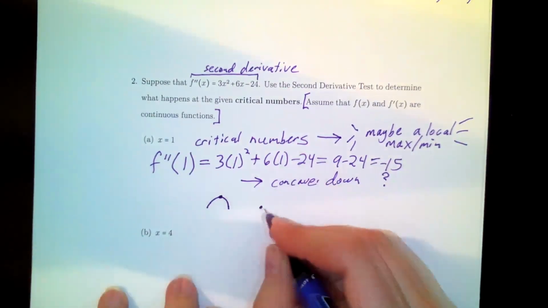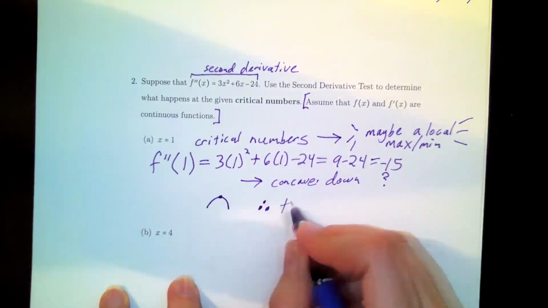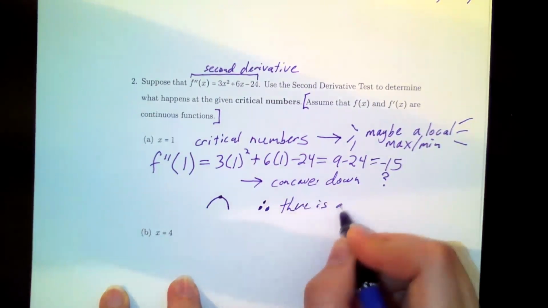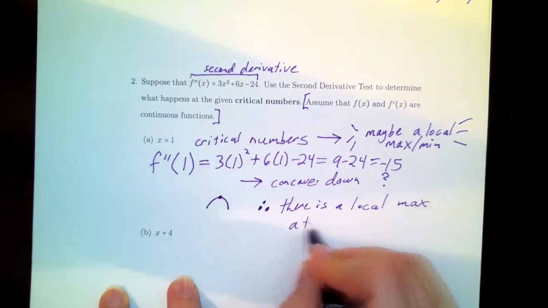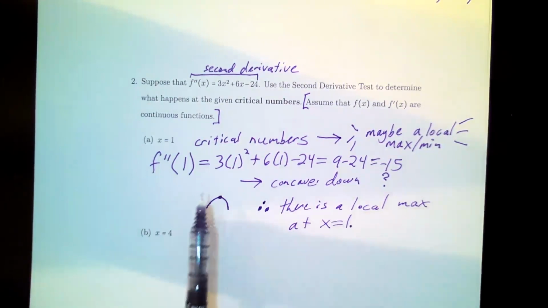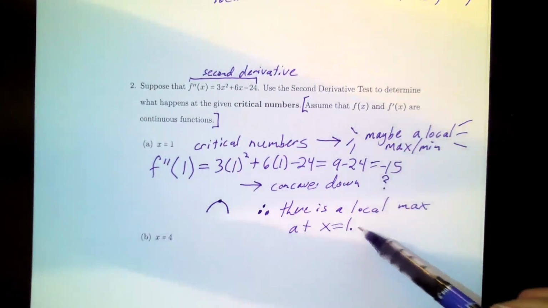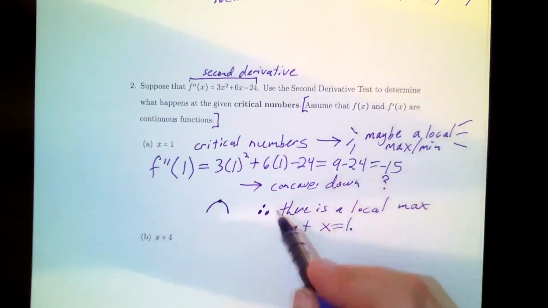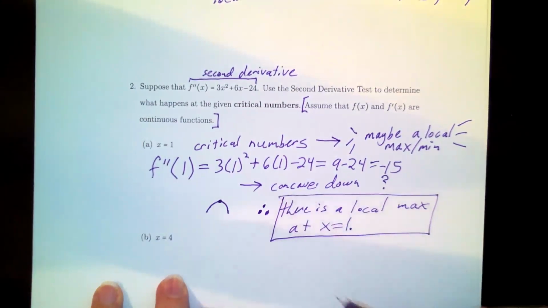So what we should conclude here, to kind of summarize it, is that there is a local maximum at x equal 1. Since we don't have the original function, they did not give it to us, I cannot find the y value that corresponds to x. So all I can say is that there is a local max at the x value. I don't actually know what the y value is.